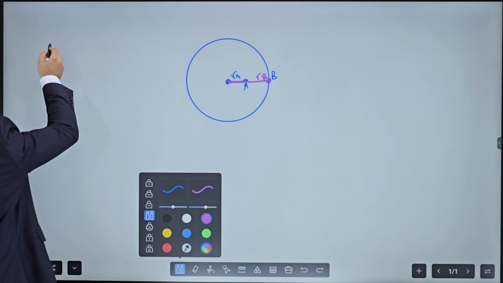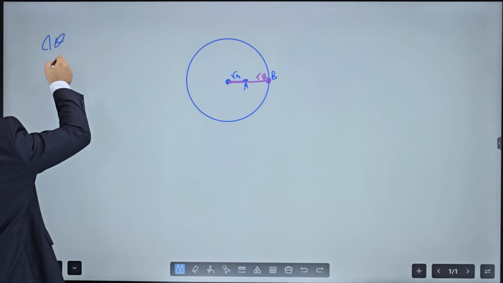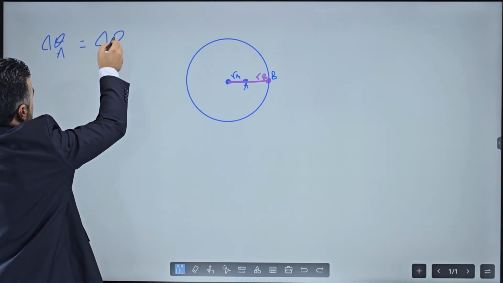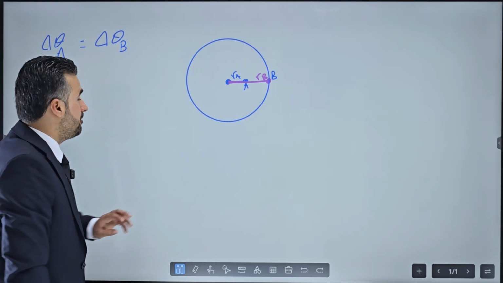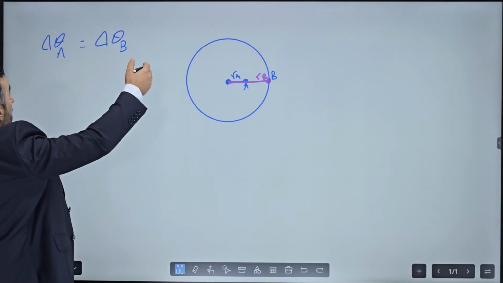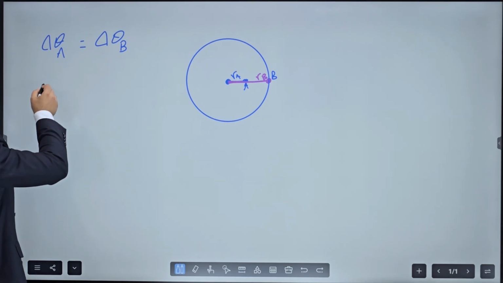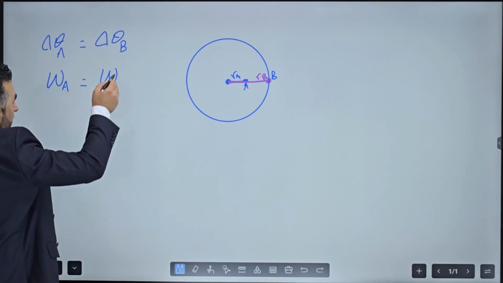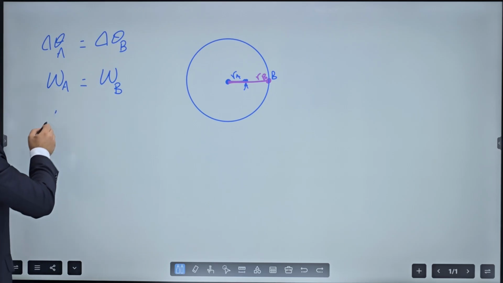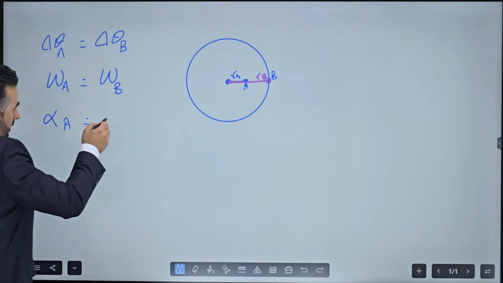What do I mean? That means the angular displacement for point A is going to be exactly the same for point B. You might say, how? And I'll explain in a bit. And then if all their angular quantities are the same, we can say their angular speed, the angular speed for point A, is going to be exactly the same as the angular speed of point B. So there's the angular acceleration here.